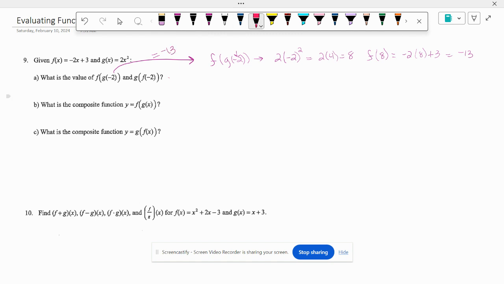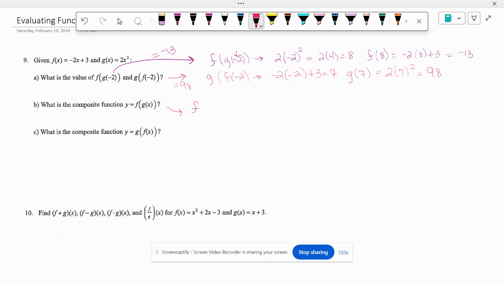The second one, you're evaluating g of f of -2. So you're going to let x in the f function equal -2. So -2 times -2 plus 3. Well, -2 times -2 is 4, plus 3 is 7. So I'm evaluating g of 7. The g function is 2 times x squared, which is 7 squared. 7 squared is 49, times 2 is 98. So this equals 98.